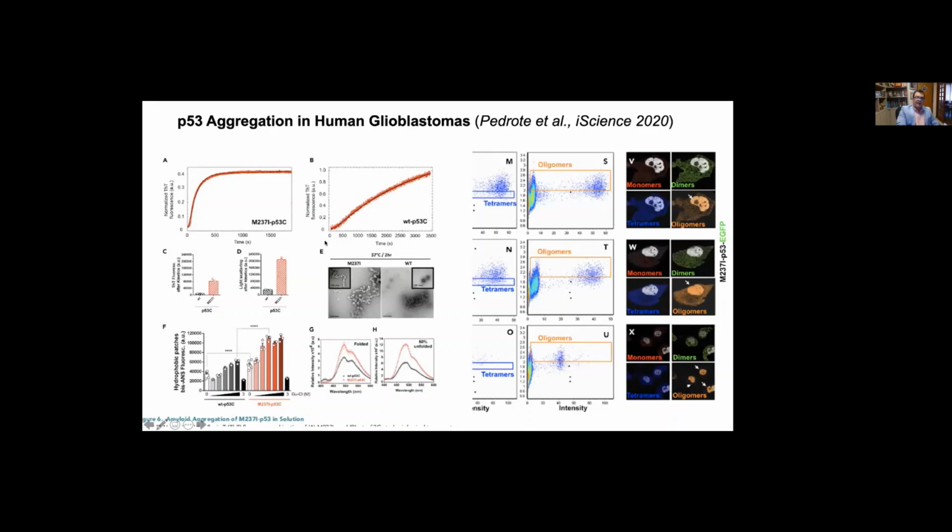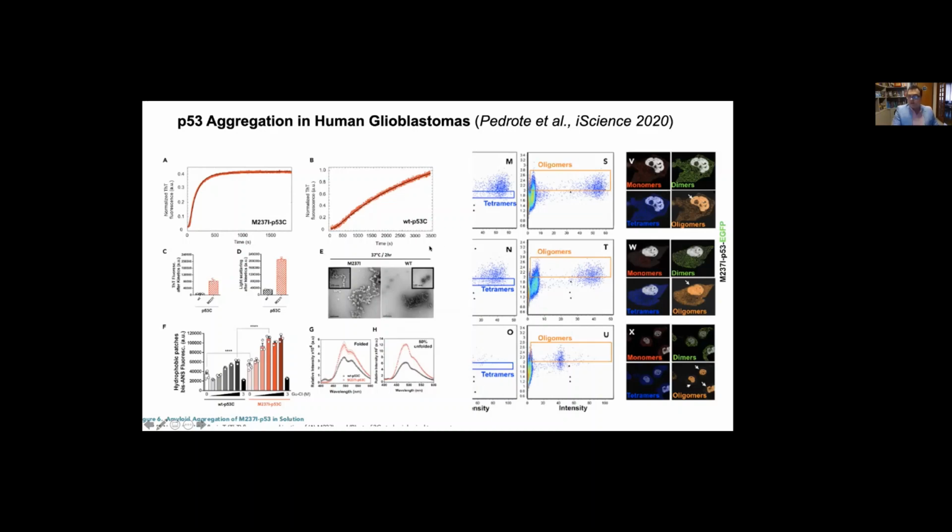interest. Again, when you compare the speed of aggregation, this mutation, the isolated DNA-binding domain, aggregates much faster and in much higher quantity. That's shown by thioflavin T and also by light scattering, when compared, for example, with the wild type.